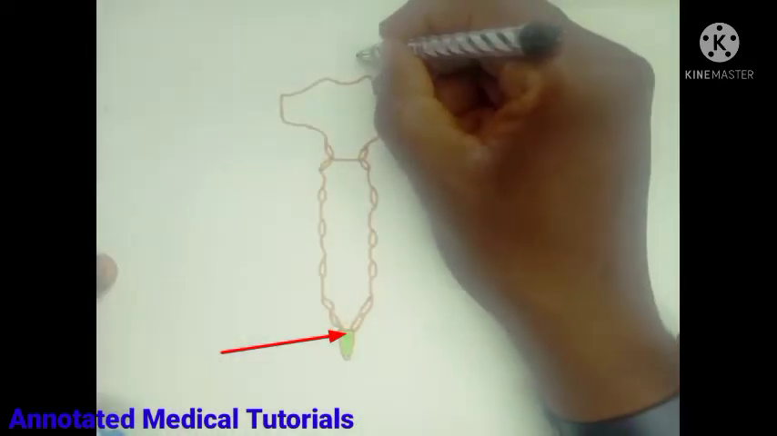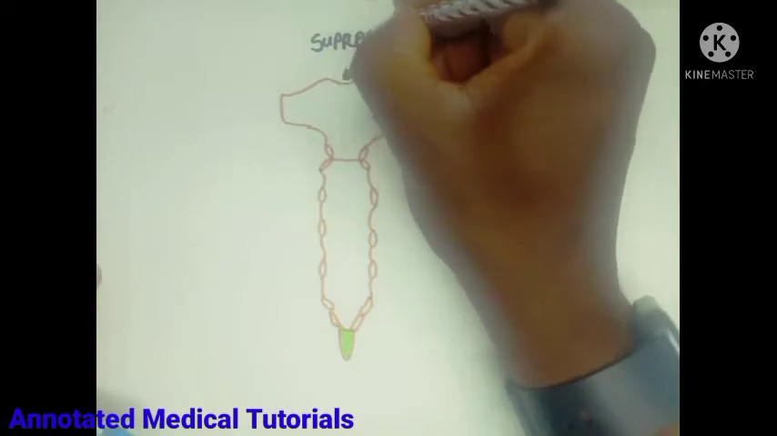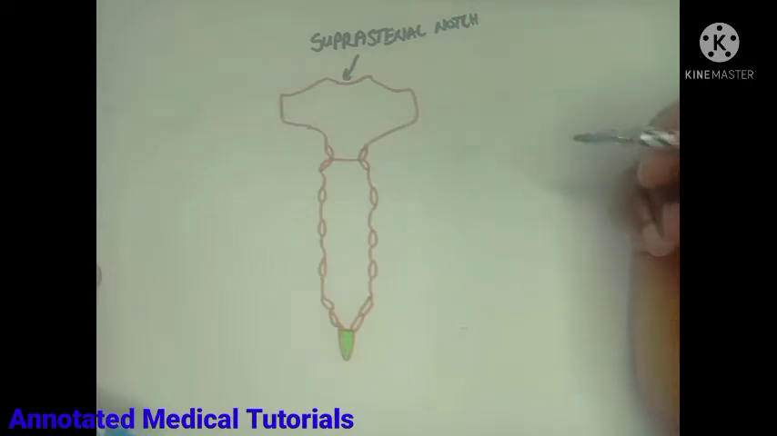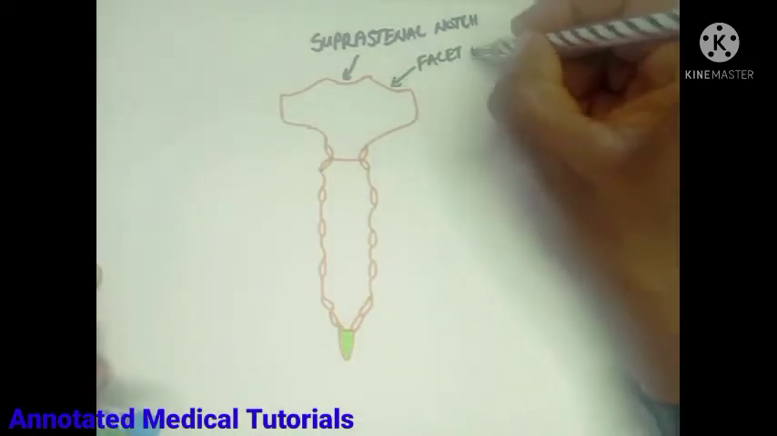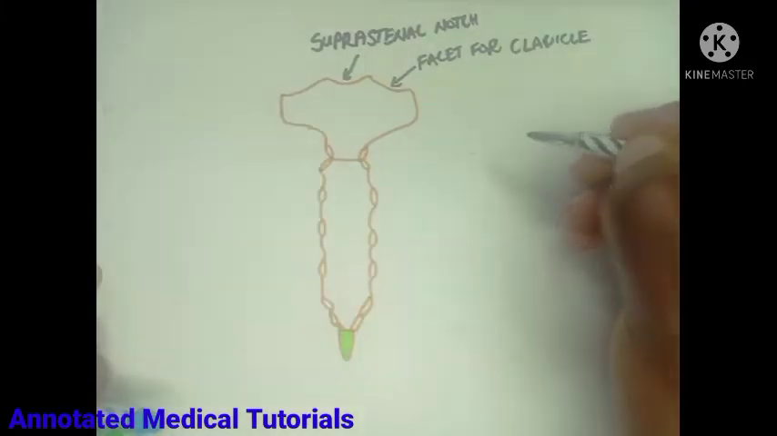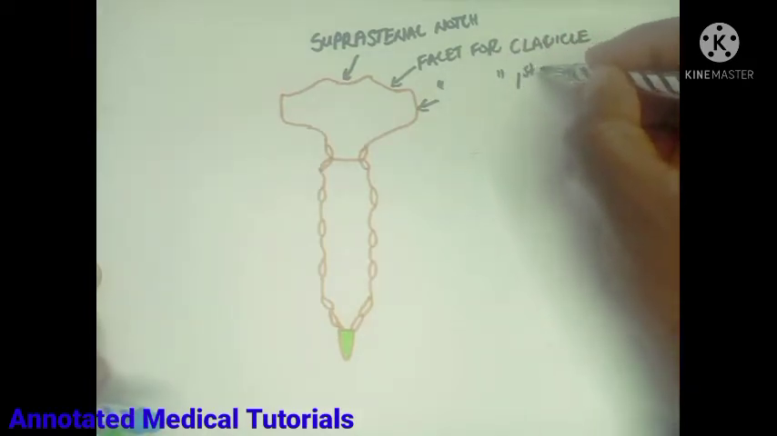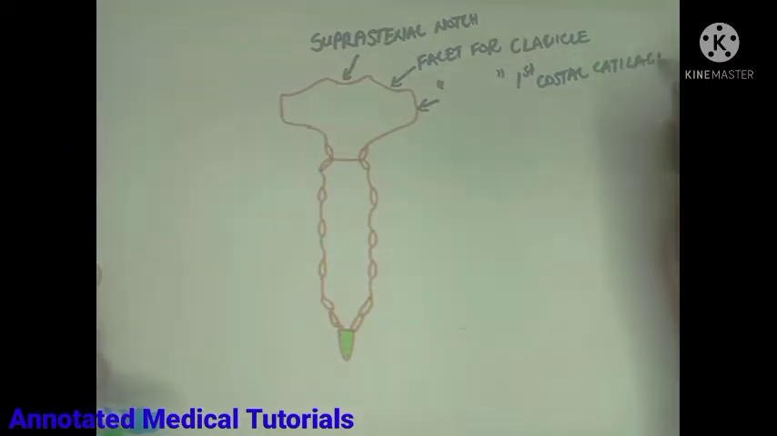So let's start off by naming the parts of the manubrium sterni. Here we've got this notch called the suprasternal notch. This is simply because it is found above the sternum, so we call it suprasternal. Here we've got the facet for the clavicle, where the manubrium part of the sternum articulates with the clavicle. There we've got the facet for the first costal cartilage, which is the cartilage that attaches the first rib to the manubrium.